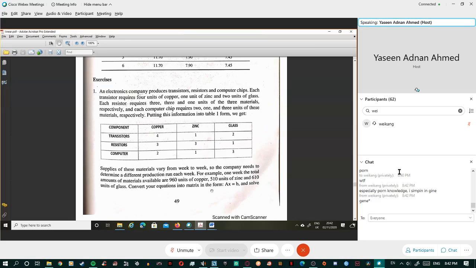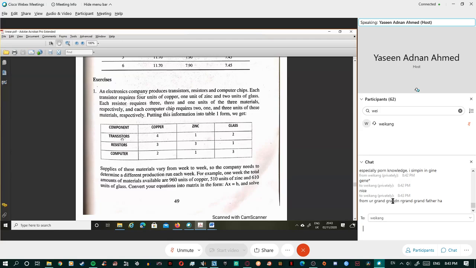So convert your equation into Ax equal to B. These are the coefficients and these summations are already given. In this case, for example, the summation is 960 copper. If you consider transistor as X, register as Y, and computer as Z, then 4X plus 3Y plus 2Z should be equal to 960.